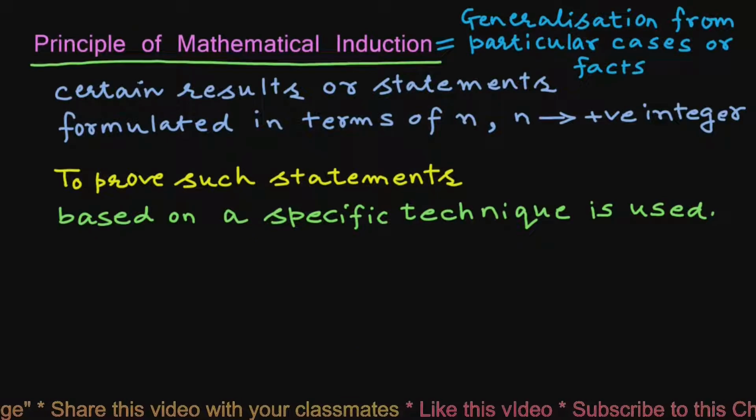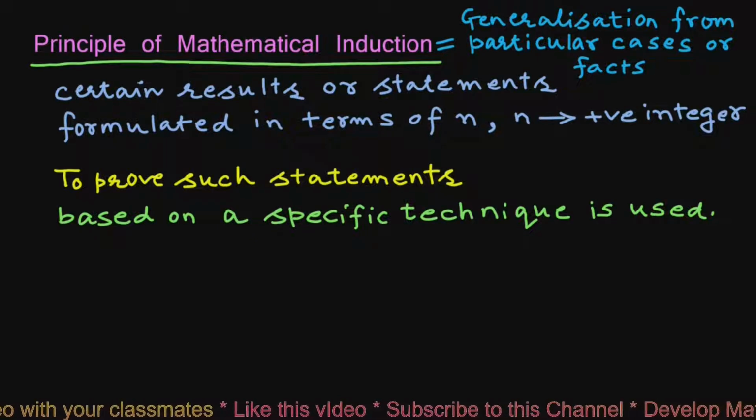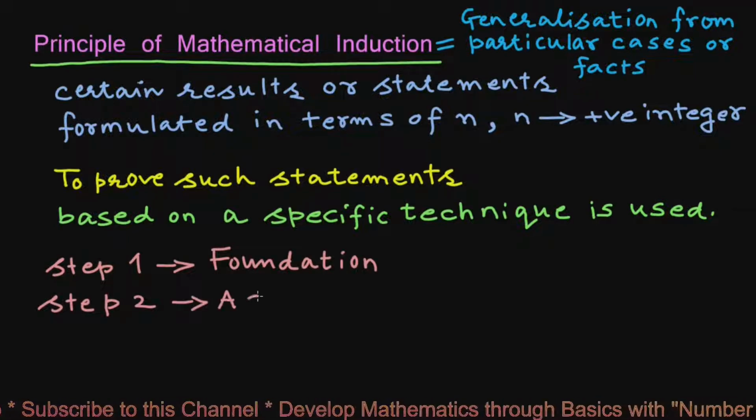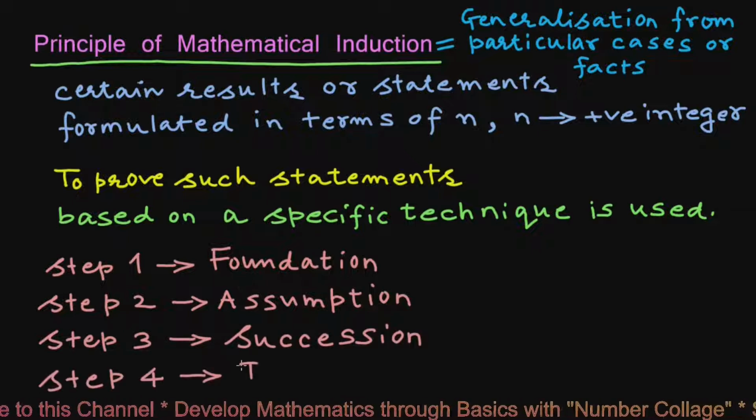The proof by principle of mathematical induction completes in 4 steps. Step 1, foundation. Step 2, assumption. Step 3, succession. And step 4, induction.